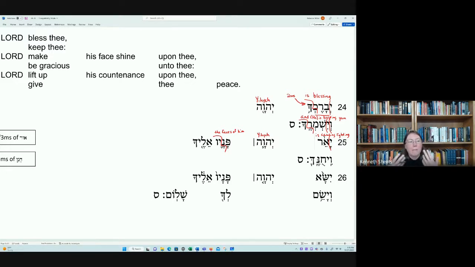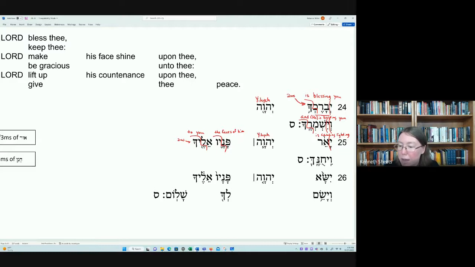And so as a result, we have many faces. And so that's why you're going to see the Hebrew noun face in the plural. So the faces of him, eleka. This is going to be the preposition el, to, with the second masculine singular pronominal suffix again. So this would be to you. So notice this. So far we have then Yihya is blessing you and he is keeping you. Yihya is causing lighting the faces of him to you.